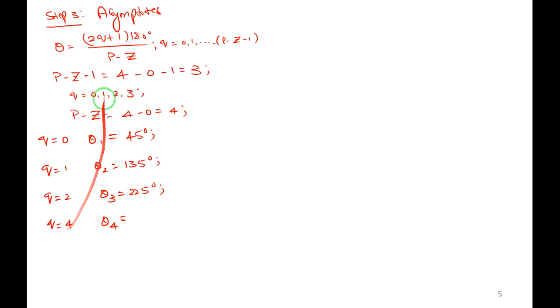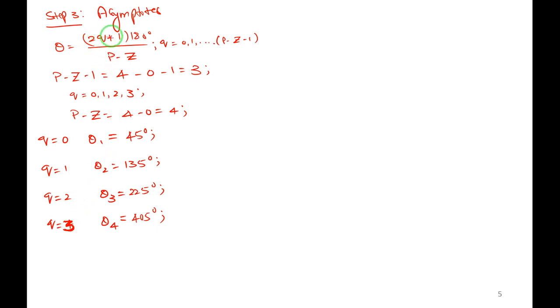Next, substitute q equal to 4. 4 twos are 8, right? 8 plus 1 is 9. 9 into 180, so I am getting 1620 divided by 4. So I am getting 405 degrees. So q equal to, sorry, I have made a mistake. It is q equal to not 4, it is 3. You should have corrected me. No, nobody will correct me. If I make mistakes, you'll keep quiet. That should not happen. q equal to 0, 1, 2, 3, right?